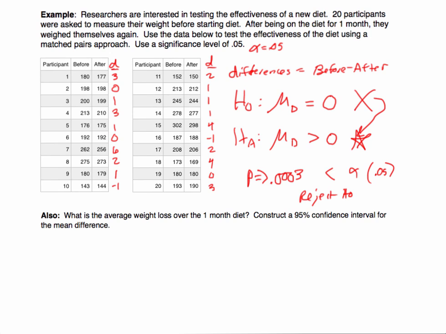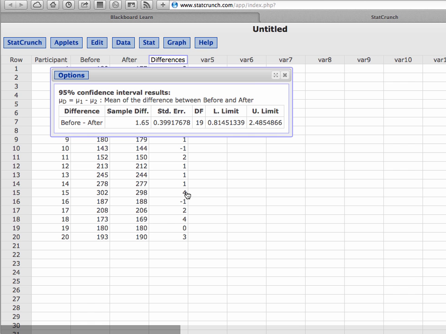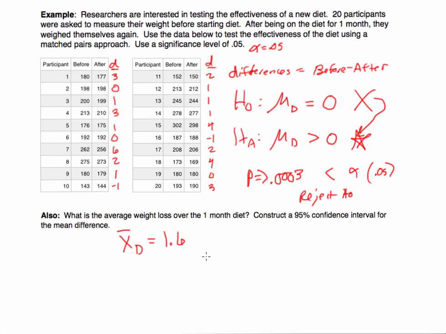So let's write that down. The mean difference, and I'm going to write this x bar difference, because we know it's not mu, that would be the population difference. The sample mean difference was equal to 1.65. Okay, I just needed to know that. That is the mean weight loss, essentially, for these participants.